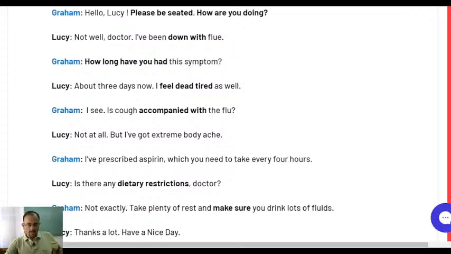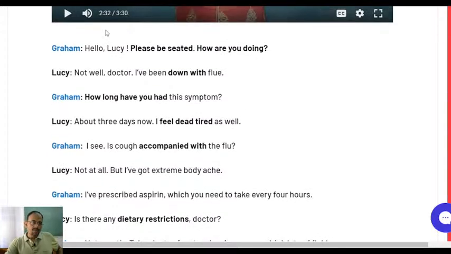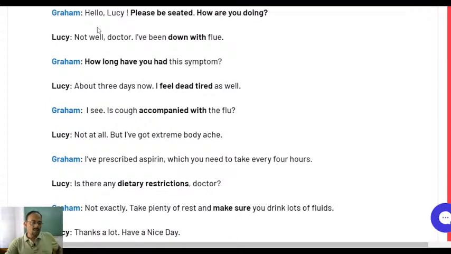Here you see, Graham is first of all addressing Lucy. Hello, Lucy. Please be seated. How are you doing? Whenever we ask somebody how are you, there are multiple ways of asking this, right? It can be how are you doing, how are you, how is it going. There are many ways of asking how are you, and it is a normal protocol for everyone to ask somebody to be seated.